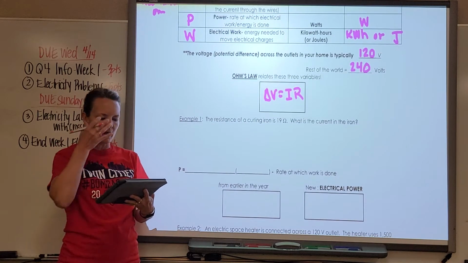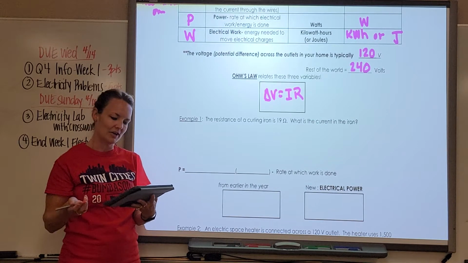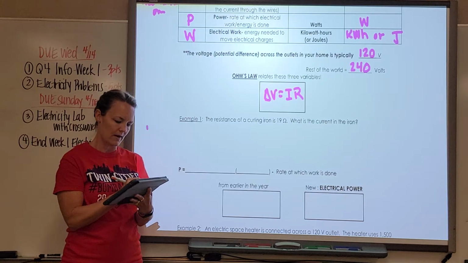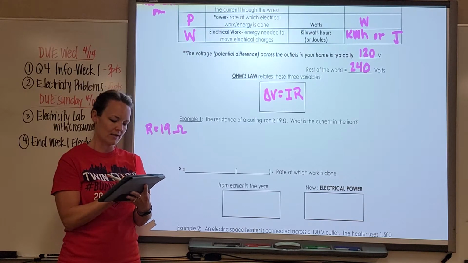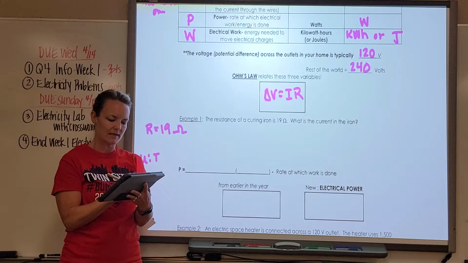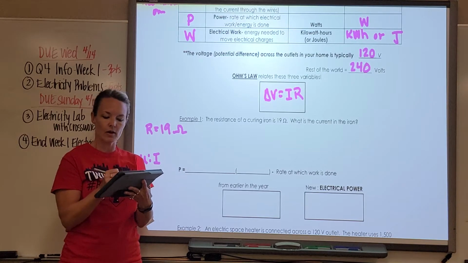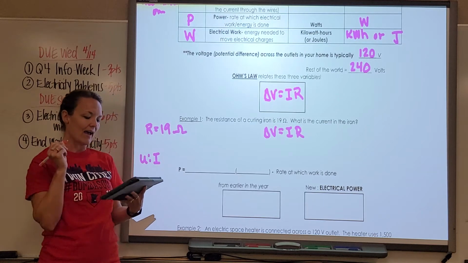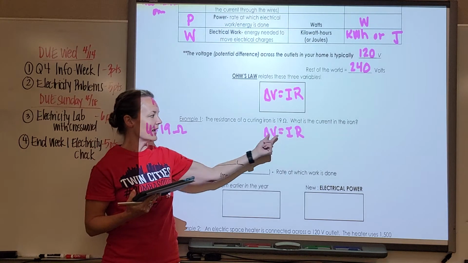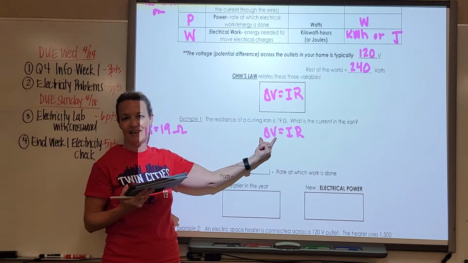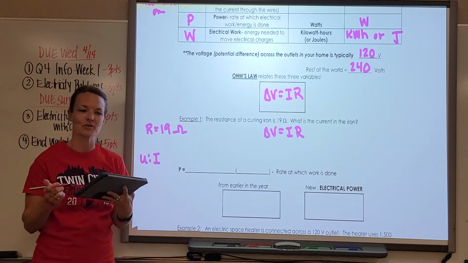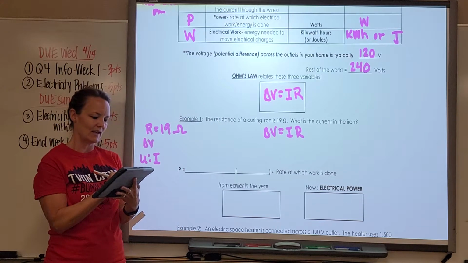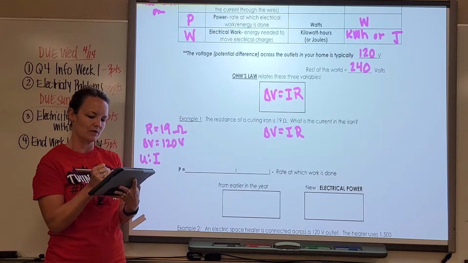All right, for an example, the resistance of a curling iron is 19 ohms. My R is 19 ohms. What is the current? So my unknown, I need to solve for current. The equation: delta V equals I times R. I have R, I need I, which means I must know delta V. You're going to assume anything you plug in is going to be equal to 120 volts. So delta V is going to be a given 120.